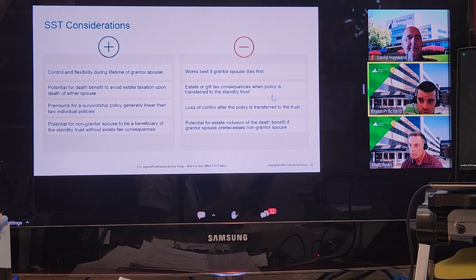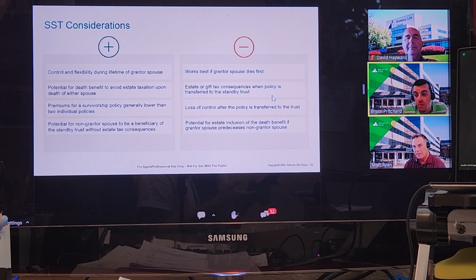Additional considerations, just to have in mind, right? The potential for that death benefit, as we wanted to avoid estate taxation upon the death of either spouse if things go according to plans. And one thing that we didn't talk about, but can be very beneficial, is that when we do this estate planning, premiums for a second to die survivorship policy are generally going to be lower than they would be for two individuals. Or if you happen to have a couple where one of the individuals is uninsurable, our second to die policies will even allow an uninsured individual to be on a policy with an insurable spouse.